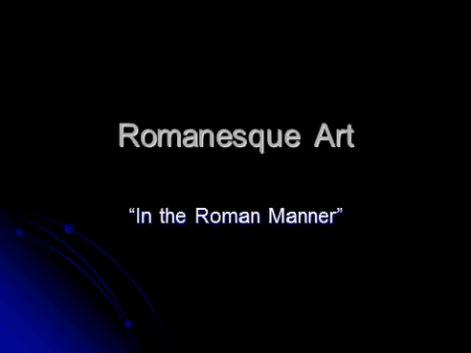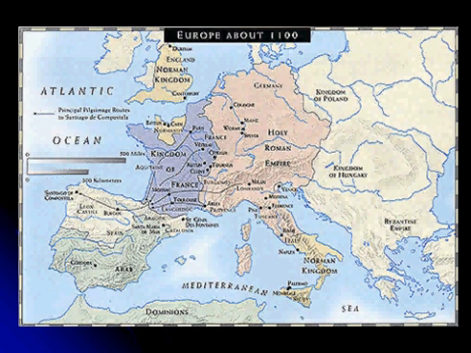Alright, so this is the Romanesque part, in the Roman manner. Next slide is about the place of Europe, and this is what it looked like in 1100 AD, which is actually really surprising because it's before the Renaissance and before Gothic, which really surprised me.